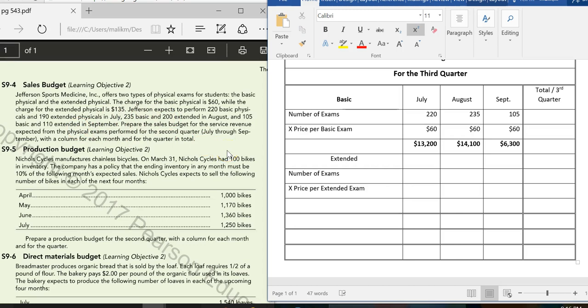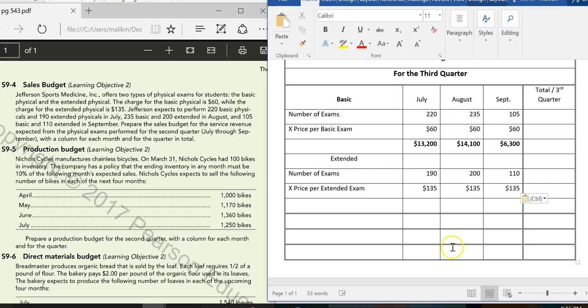So I'm going to write it down: 190 in July and 200 in August and 110 in September. Now you're going to multiply it by the price for the extended exam, and it's given here in this problem, it's $135. So we're gonna multiply all those months by $135 because their price per extended exam is fixed.